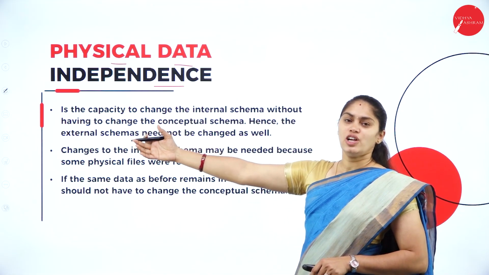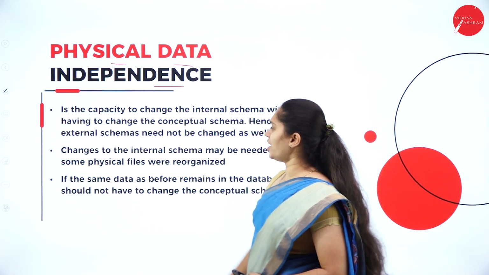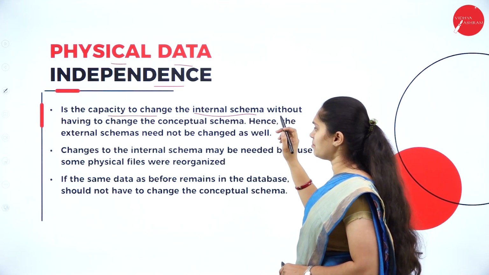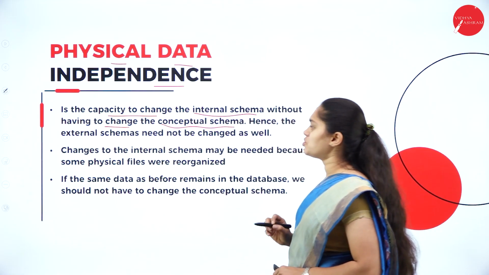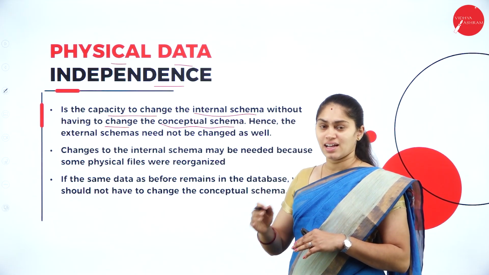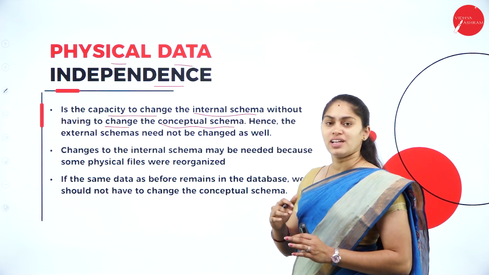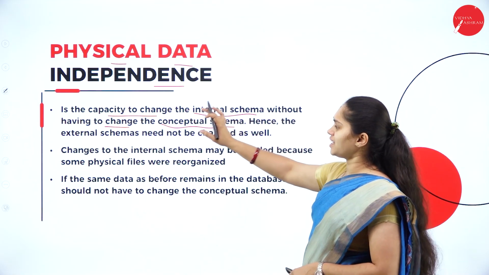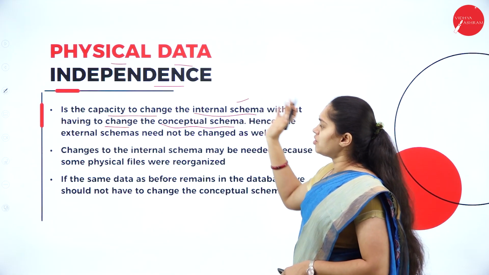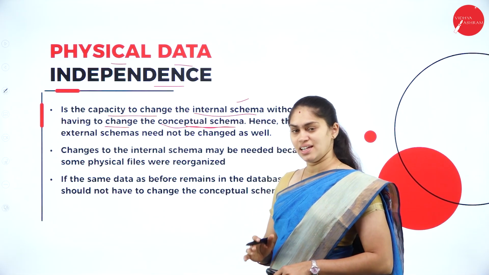If you know logical data independence, physical data independence is the same. Physical data independence is what? It's a capacity to change the internal schema, that is the low level internal schema, without having to change the conceptual schema. We are not changing any entities, attributes, records, constraints like that. I am only changing the actual data content in the internal level or internal schema. Whenever we make changes to the internal schema without affecting the conceptual schema, then we call it physical data independence.